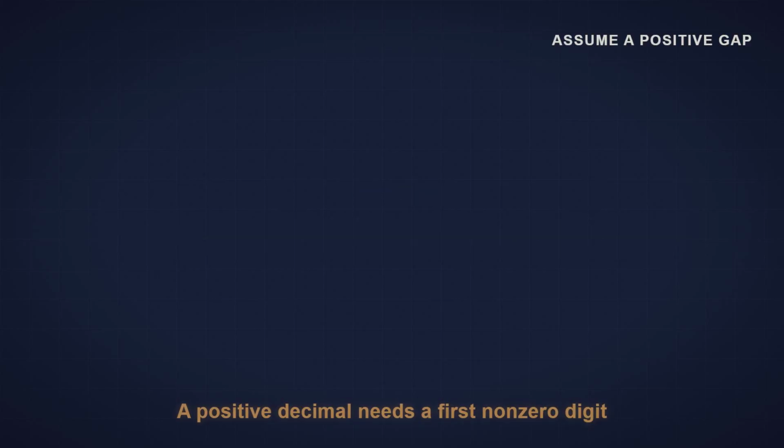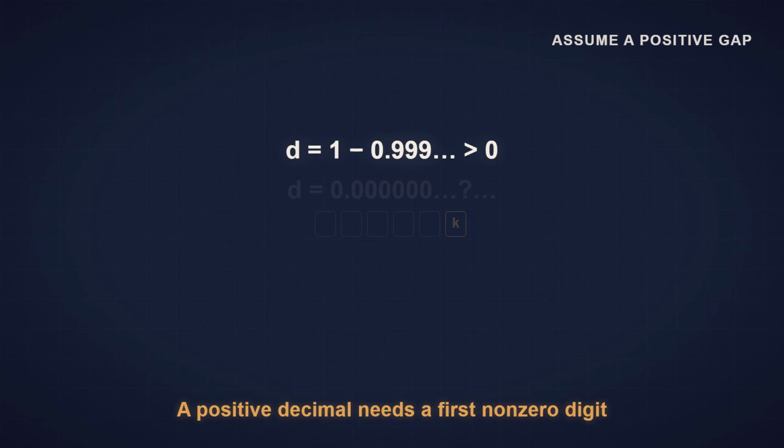Suppose 0.9 repeating is less than 1. Then their difference, call it D, must be a positive real number. Any positive decimal has a first non-zero digit somewhere. Maybe it begins at the 10th place, the millionth place, or much farther out. But there is a first place where 0 becomes something positive.